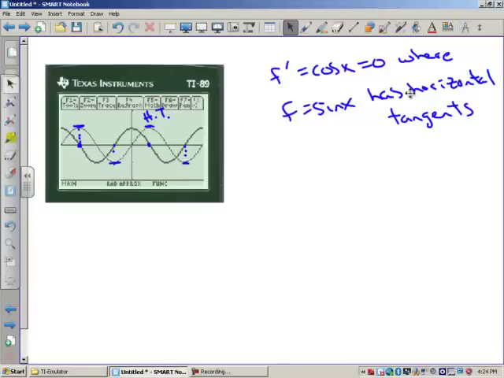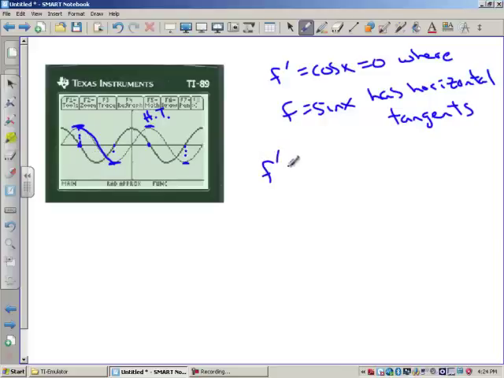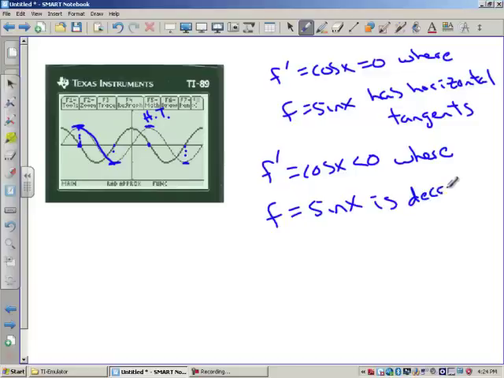Now here's something else I'd like you to look at. Everywhere sine is decreasing, sine is decreasing from this horizontal tangent to this horizontal tangent. Where is the graph of its derivative? Between these 2 points, f prime is negative. So f prime, which is cosine x, is less than 0, where f equals sine x is decreasing. So there's another geometric argument of why cosine describes the slope. Where sine is decreasing, you're going to have negative slopes.